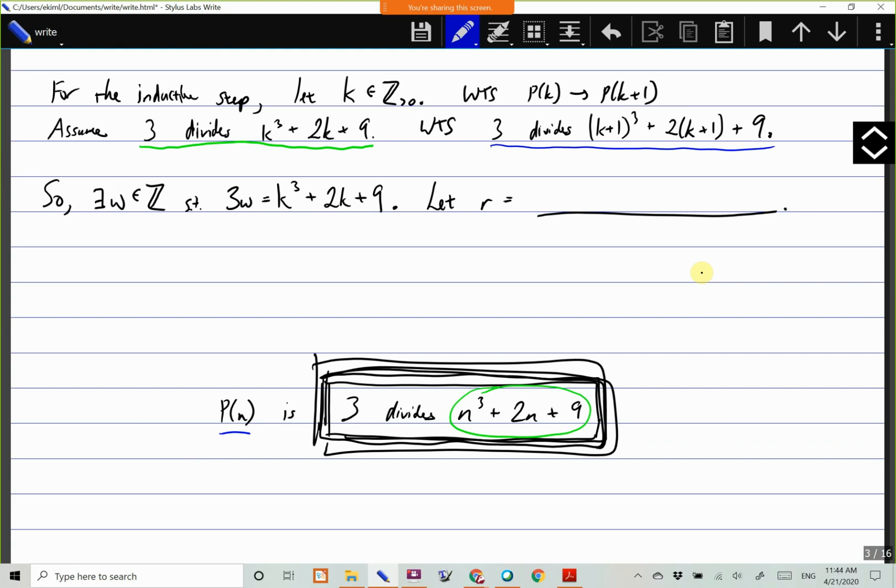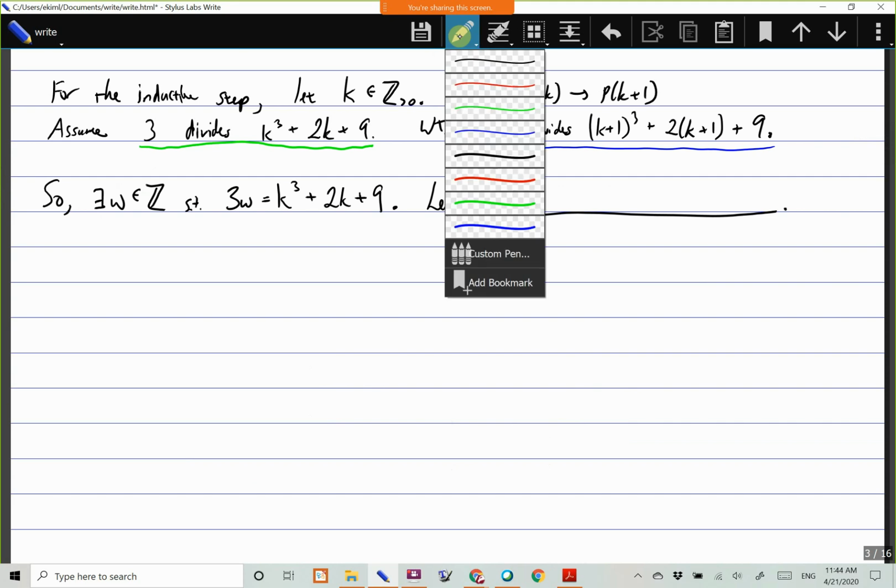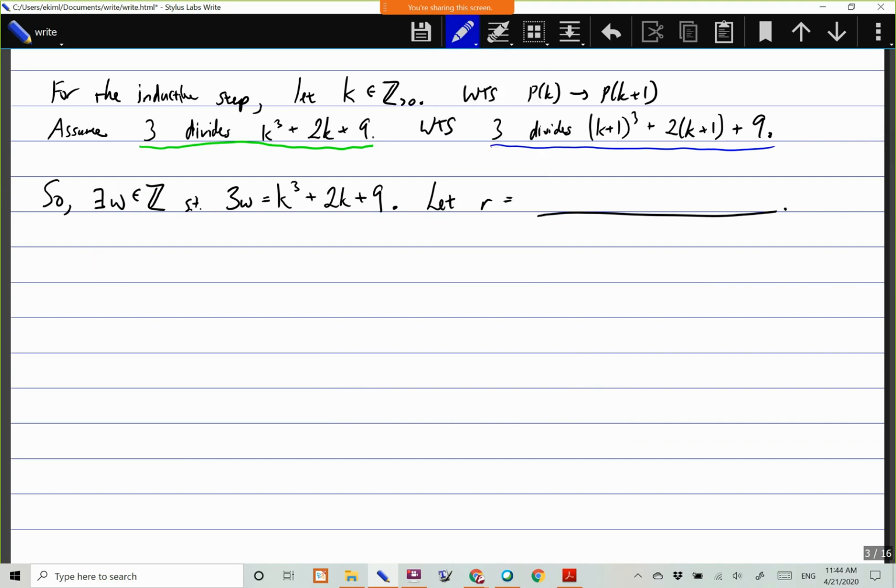Now, take a look. What I'd like to do is start with a proof of what's in blue, and the way I'm going to do it is I'm going to work with one side: (k plus 1) quantity cubed plus 2 times (k plus 1) plus 9. If I cube this out, I have (k plus 1) times (k plus 1) times (k plus 1), I'll spare you the details. It's k cubed plus 3k squared plus 3k plus 1. And then if I distribute out the 2, I'll have 2k plus 2, plus 9.